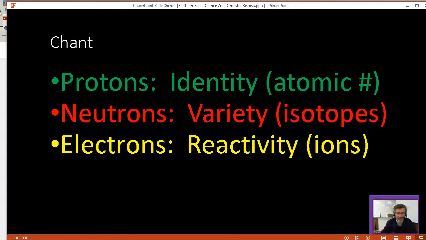Electrons are about reactivity. They're flying around the outside. You lose one, you become an ion. You gain one, you become an ion. Losing is positive, gaining is negative. But it's about reactivity. Why atoms do what they do is because of electrons. All right, so protons, identity. Neutrons, variety. Electrons, reactivity. Okay, try that a couple more times.